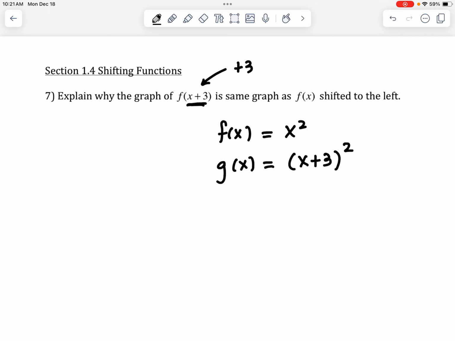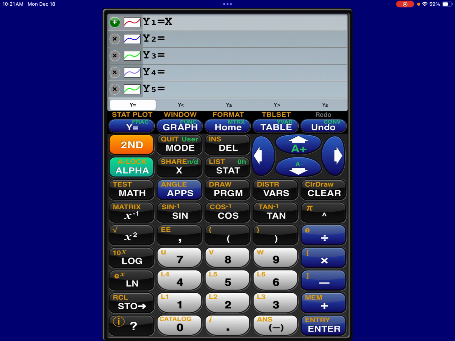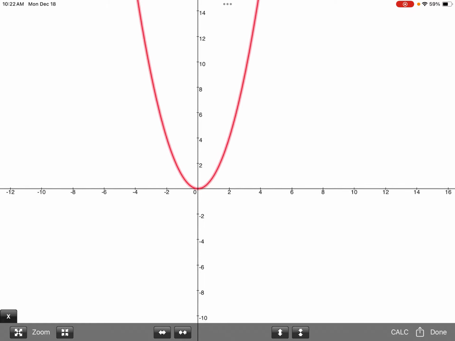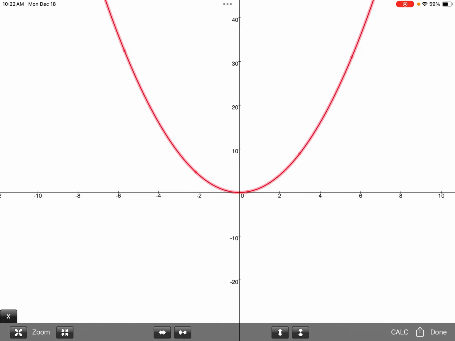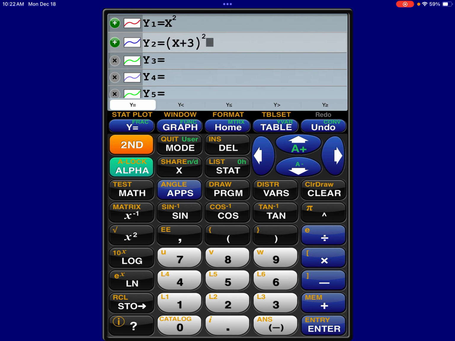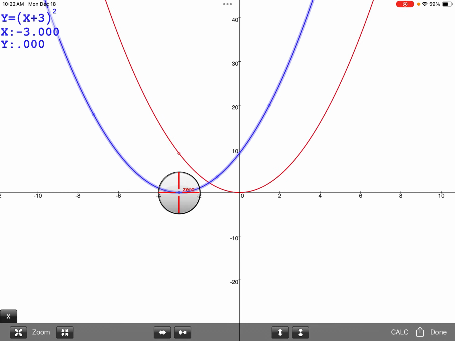Let's see. So go to the graphing calculator, go to y equals, and first graph x squared. That is a parabola. Let me just center it a little bit. All right, there's the parabola. Then go to y equals, leave that one there, and then make this one parentheses x plus 3 being squared. And this one is going to be sort of a bluish purple color. And then look at the graph, and the blue one is actually shifted to the left, and in fact it's shifted to the left by 3.